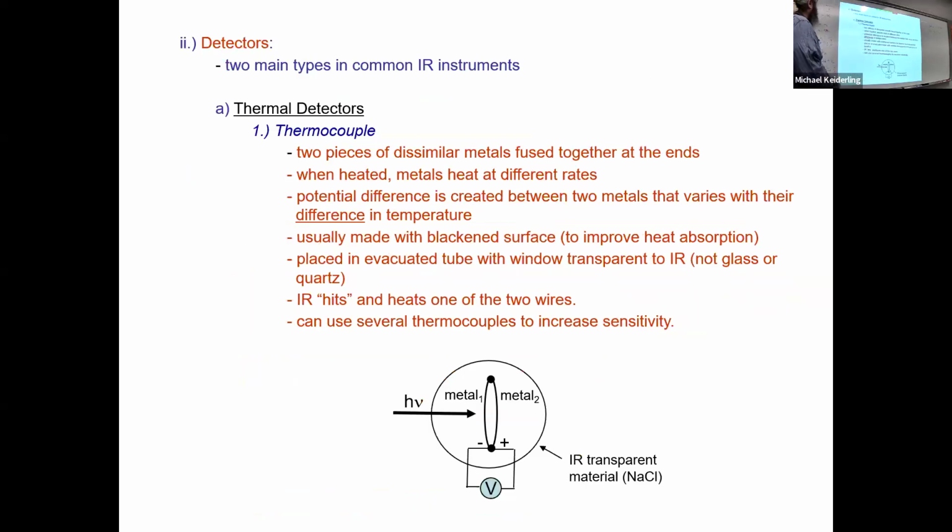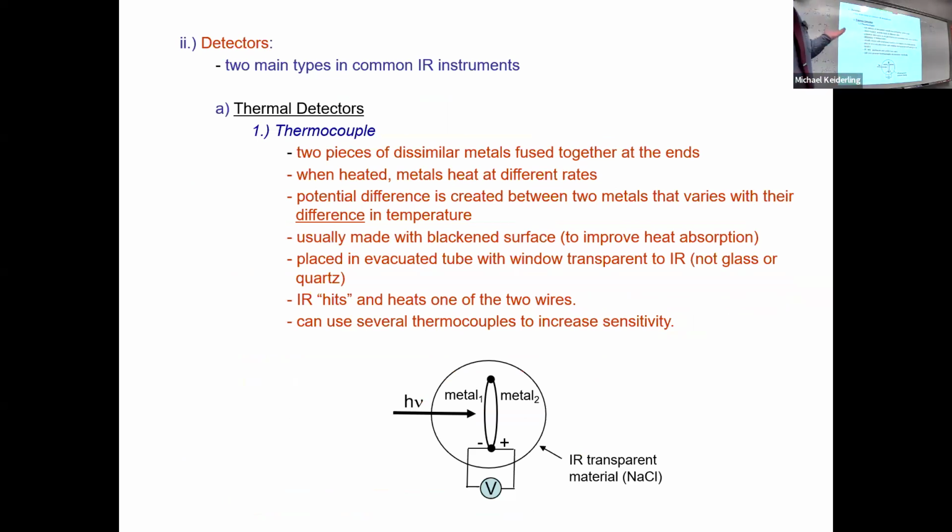Now, there's two main types of detectors in IR instruments. There are thermal detectors, which basically measure temperature. Because the IR gets absorbed, heats something up, you measure a change in temperature.